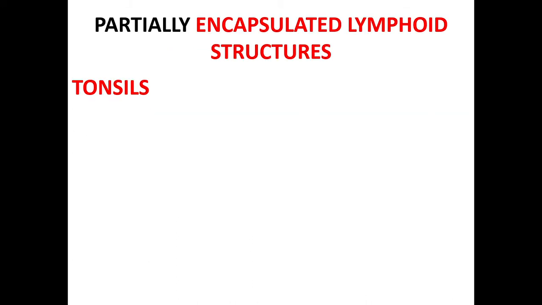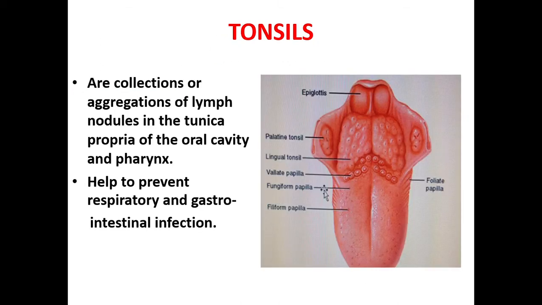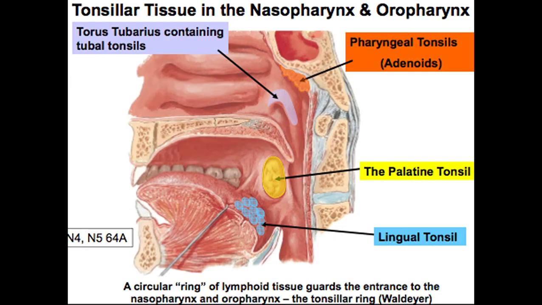From the encapsulated structures and organs, we go now into the partially encapsulated lymphoid structures. We have the tonsils. The tonsils are collections or aggregations of lymph nodules in the tunica propria of the oral cavity and pharynx. They help to prevent respiratory and gastrointestinal infection.